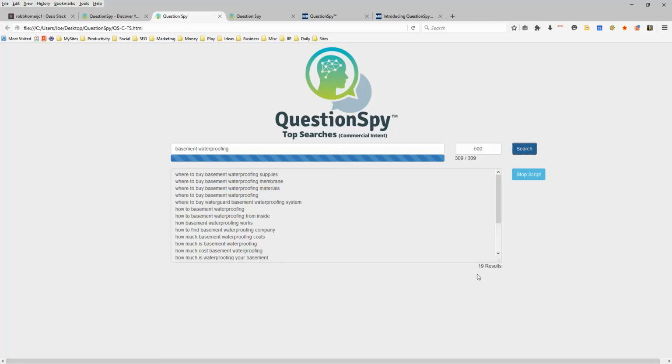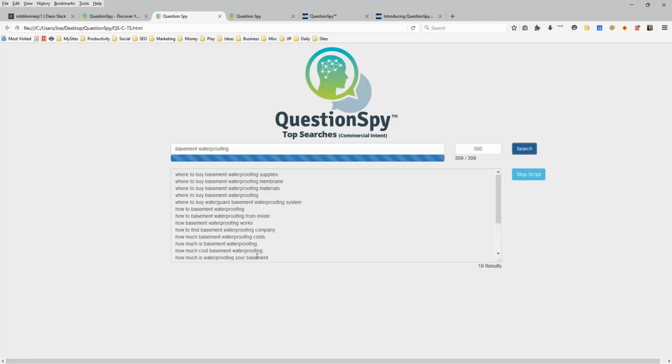But it's pretty clear when you look at these questions, where to buy, how to on basement waterproofing, not so much, but like how much does it cost, how much is waterproofing your basement, those kinds of things. It did a pretty good job at the expense of kicking overboard somewhere around 80 to 83% of the unfiltered results. It kicked those off and just gave you the 19 that were left.